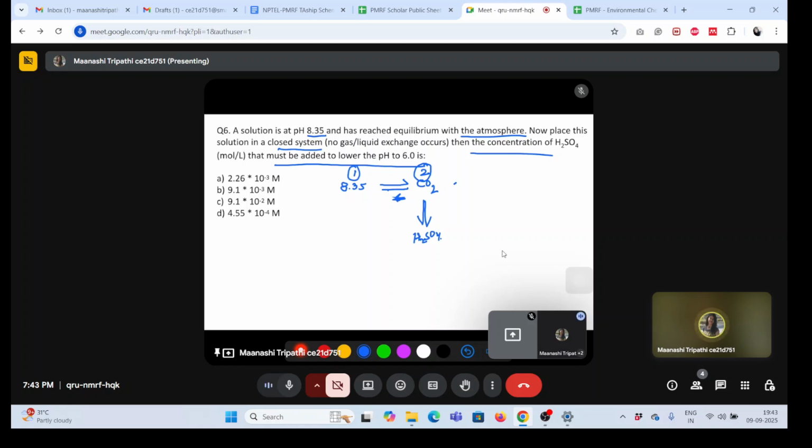So we need to solve this question step by step. First, we know the pH. Second, for the atmospheric part, we will get some values. After that, we just have to use H2SO4 and close the partial pressure of carbon dioxide. And we'll get the values.